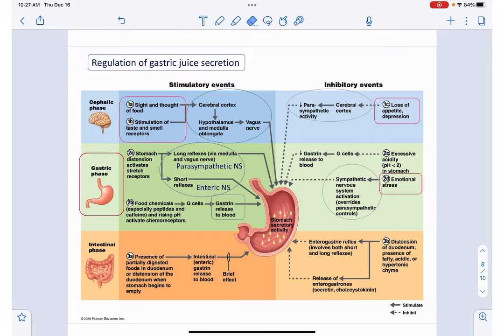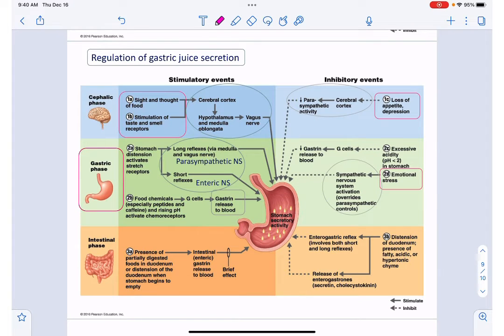The next question is, what regulates the secretion of gastric juice? Because the stomach's kind of like a faucet. We want to turn on gastric juice secretion when we need it, and we want to turn it off when we don't. So what's going to stimulate the release of gastric juice? Well, at the level of the brain, just the sight and the thought of food can result in gastric juice secretion. Looking at food, thinking about food, that's all it takes to stimulate gastric juice secretion.